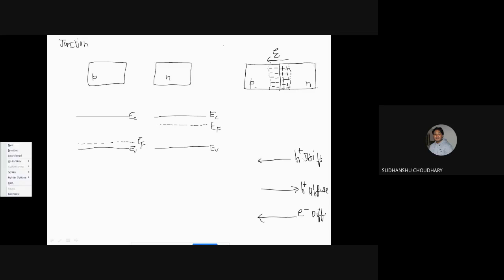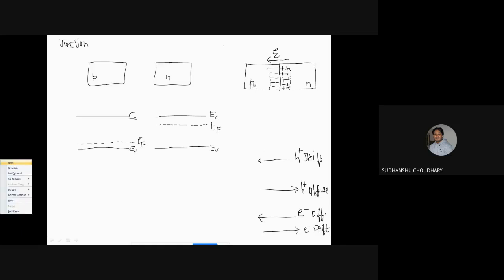So holes will drift in the direction of electric field. Similarly, electrons will drift opposite to the direction of electric field. So I say electrons drift opposite to the direction of electric field. Now, which holes and electrons will drift, right?